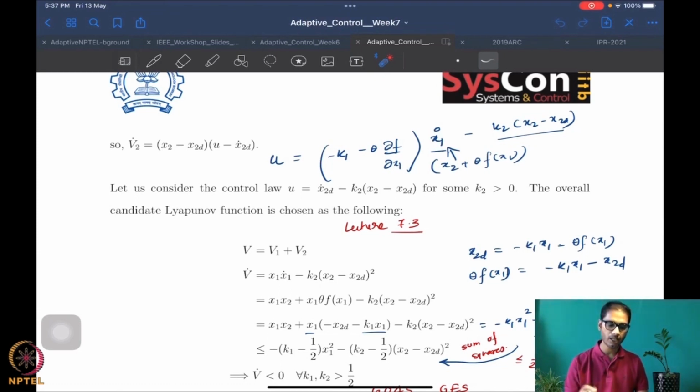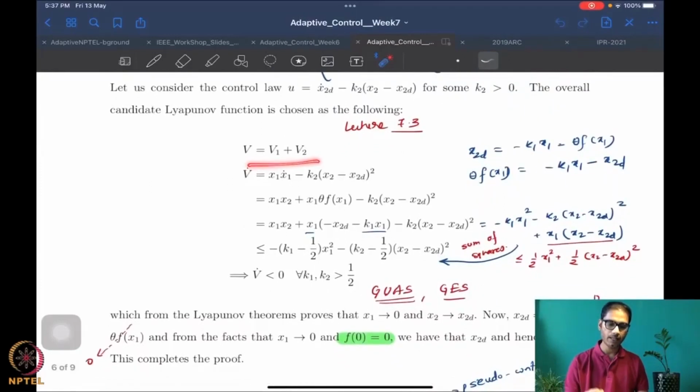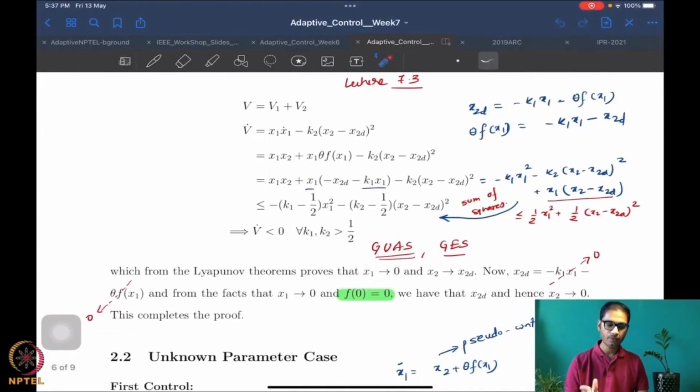We implement this control and we can do our Lyapunov analysis with V equal to V1 plus V2, and then once we apply the control and get to this stage, we are actually left with two nice negative quadratic terms and one mixed term. Then we use the standard sum of squares method, which I hope by now we have all understood very well, to get to this expression here. So from the inequality here, we get to an inequality here, and we can then claim that V dot is negative definite if k1 and k2 are greater than half.